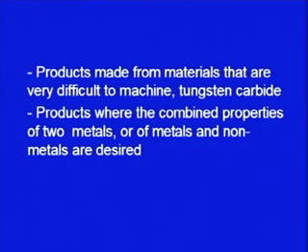Then products where the combined properties of two metals or of metals and non-metals are desired can be made out of powder metallurgy. Already we have discussed in the blending stage, we can take two different types of metal powders and blend them together to get the desired mechanical properties of the final product. So, wherever we want to have a combination of properties of different products, we can go for powder metallurgy.